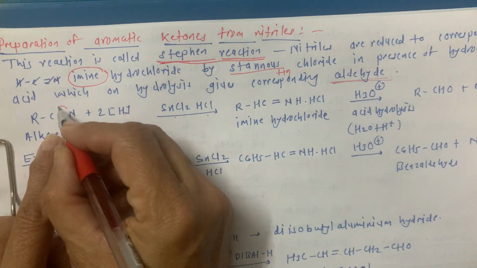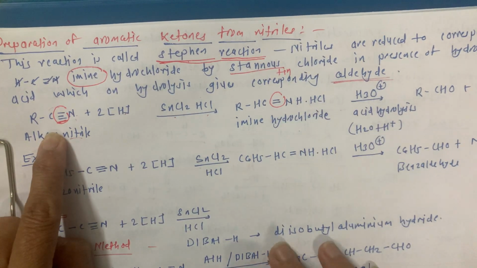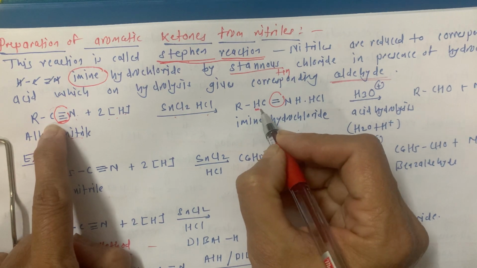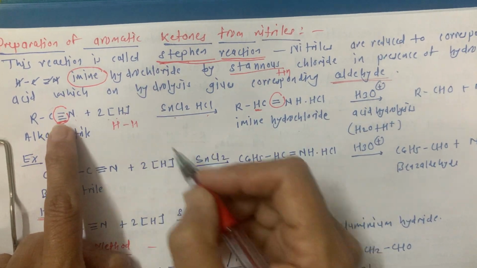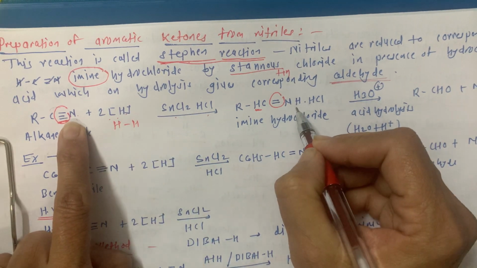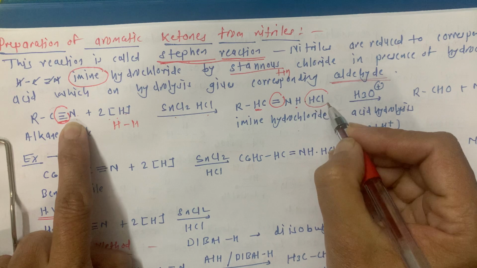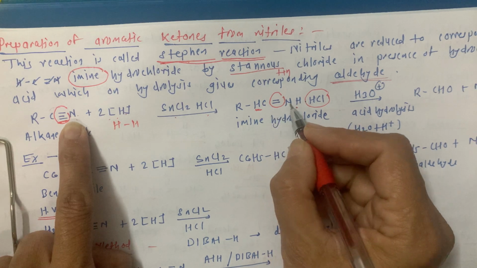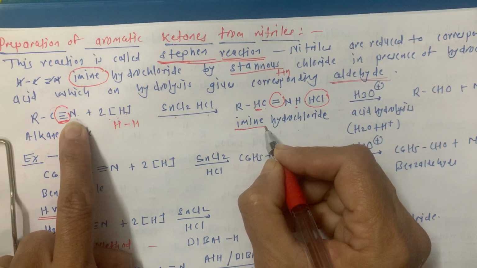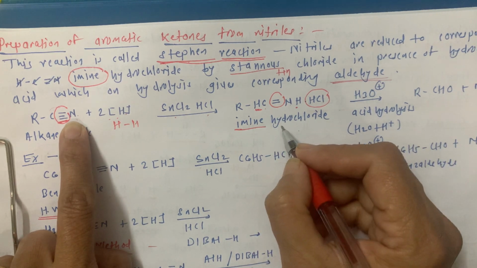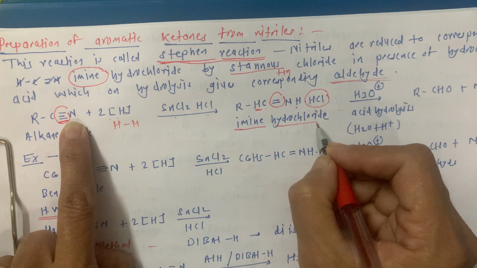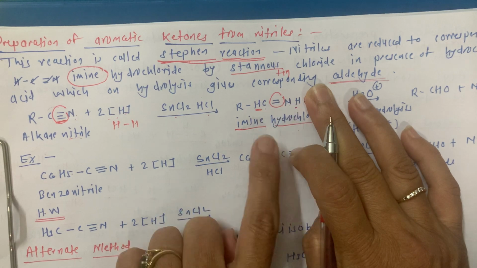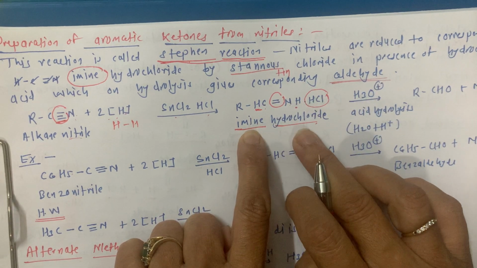This triple bond is converted into a double bond. Here are two hydrogens, one hydrogen attached to this carbon, this H and H like this, and then another hydrogen is attached to this N and HCl is along with that. And when such a product is there, means double bond and nitrogen, then this is known as imine. This is known as imine, and there is HCl, so this is imine hydrochloride. Means this one is our imine, RHC double bond NH, and HCl is there, so this is hydrochloride.